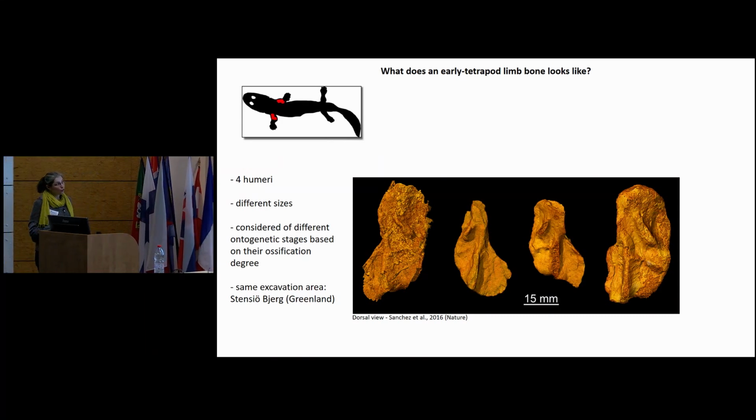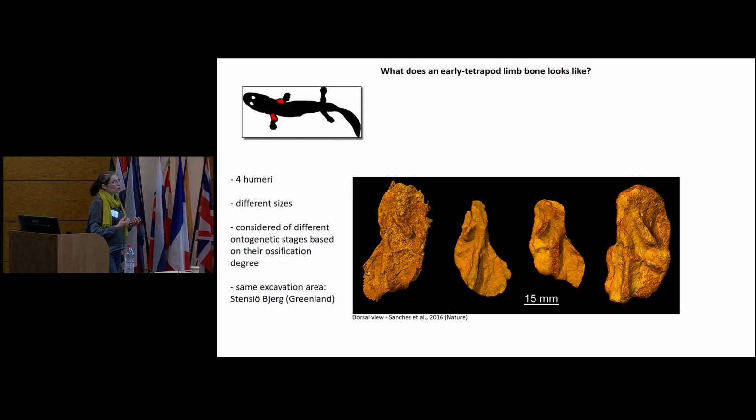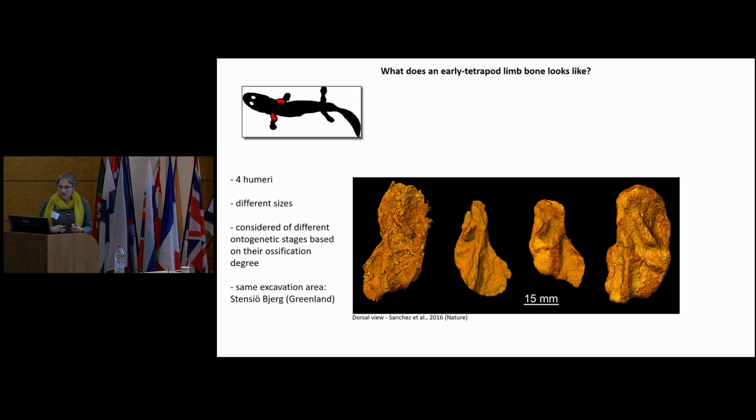We investigated the 4 humeri which have been discovered so far in the world. So the humerus, once again, is this upper arm limb bone. So we have 4 of them. They have different sizes. You have the youngest one here, which is the least mineralized, and the most mineralized is that one. And so if you compare them, you have 2 different classes. You have small ones and big ones, which differ in their degree of ossification. So we identified sexual dimorphism in these groups. And they are all coming from the same locality.